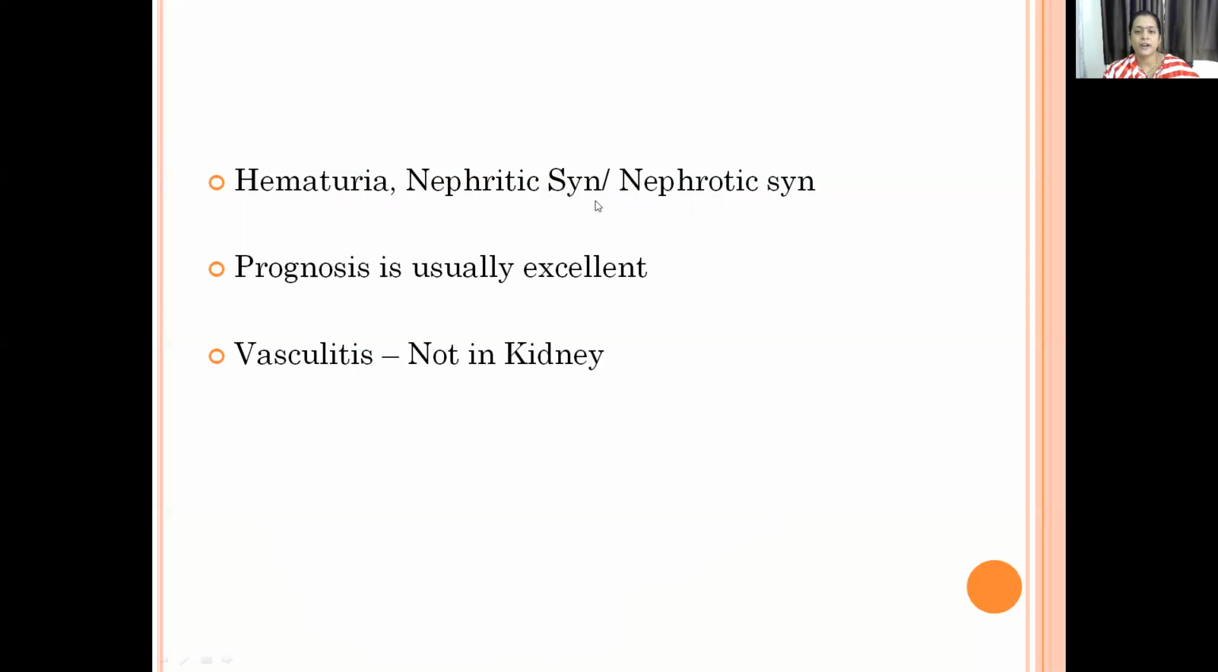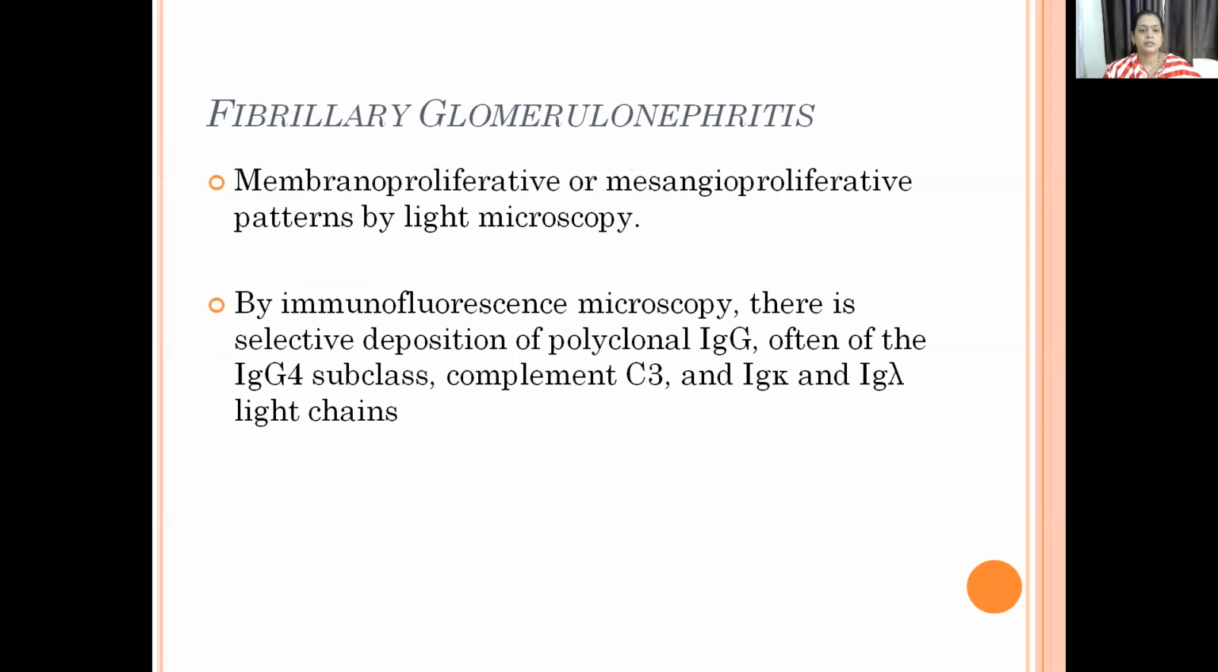You know, hematuria, nephritic syndrome, nephrotic syndrome can be there with massive proteinuria. You have to observe the patient until the immune mechanism stops, otherwise the damage eventually progresses into nephrotic syndrome with massive proteinuria. Vasculitis is not in the kidney, I told you, vasculitis is present in other areas, in skin and gastrointestinal tract. So usually HSP is preceded by an infection, then it will cause this, right?